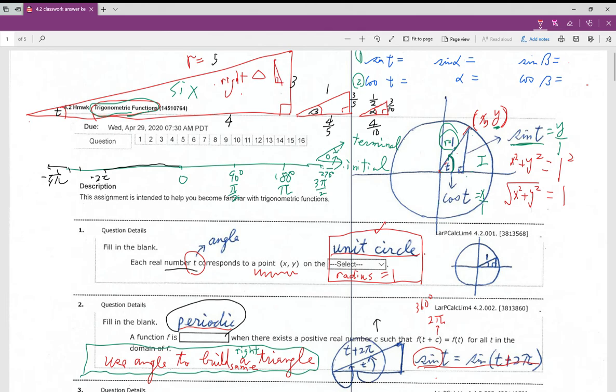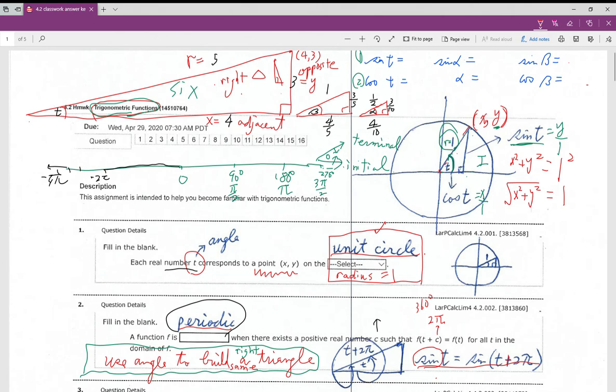Now, for this right triangle, I provide a very special triangle. The opposite side is 3, and the adjacent side, adjacent to the t, is 4. So I say x equals 4 and y equals 3. This point will be the coordinate (4, 3). And the radius is 5.